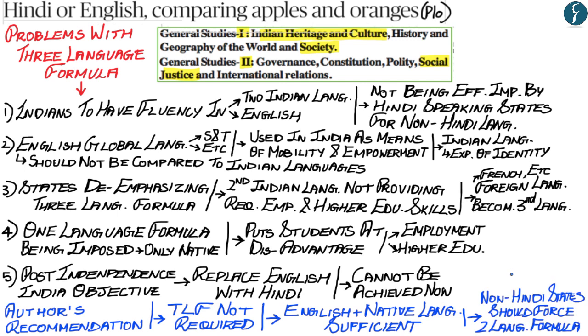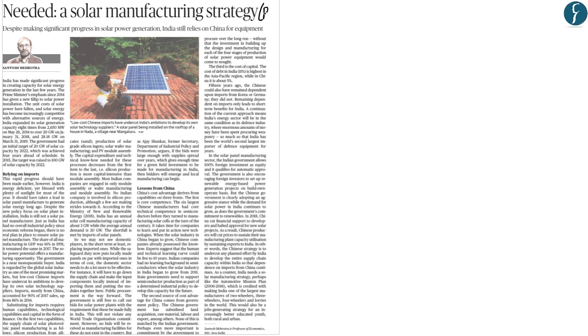So now hopefully you've understood the main problems which have been highlighted by the author with regards to the three-language formula. And moreover, hopefully you also understand the recommendations given by the author that the non-Hindi states should ensure a two-language formula in which the English language and the native language should be promoted. And so now with this, let us move on to the next article. Now we have taken this article from page 11.